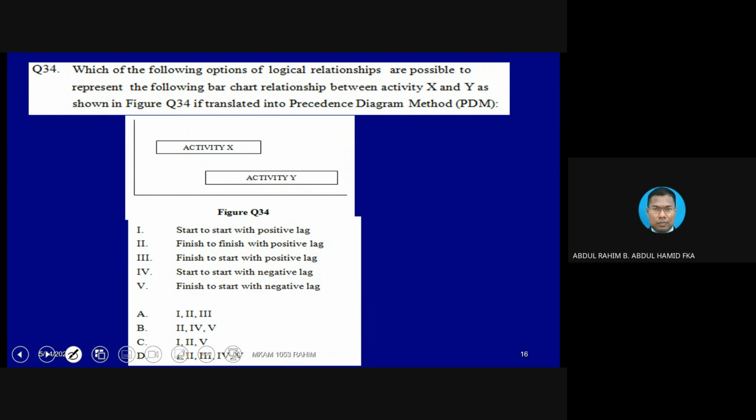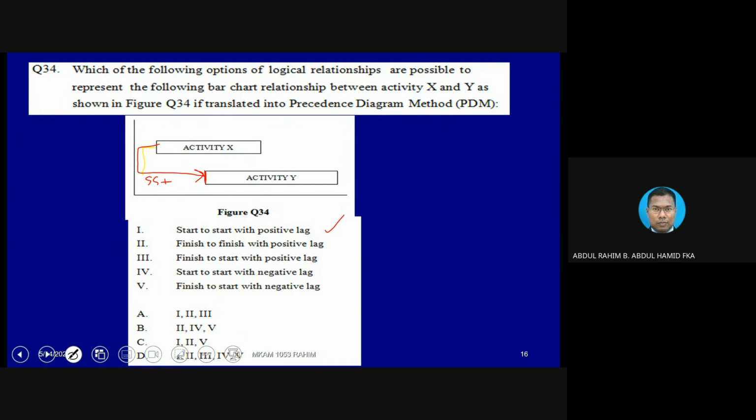So this is just a concept understanding of the whole thing that we already mentioned about relationships. Let's say we have a few statements. We have activities X and Y. Statement number 1, start to start with positive lag. Here, if we draw the line, maybe you can understand it better. For start, it could not be negative, it will be positive because we delay the starting of the subsequent activity. So positive would be the correct answer for this.